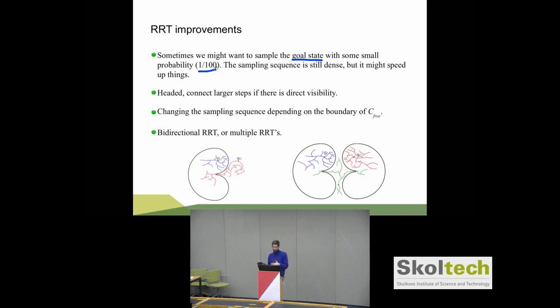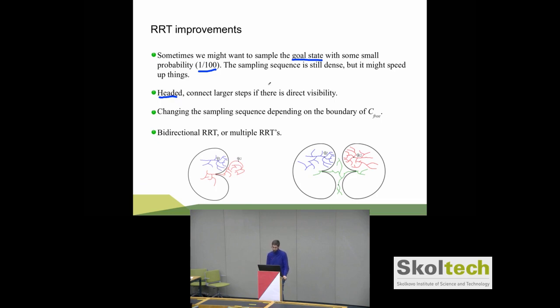Sometimes very few times you sample your goal, and other times you just sample the full space, right? So density is preserved, and with this you can achieve your goal more likely. The second is this thing that we were discussing about heading.